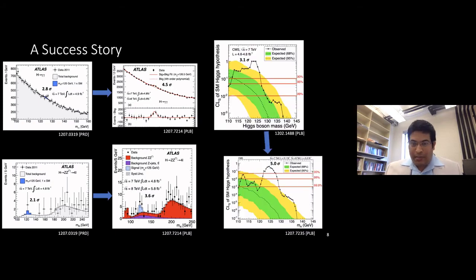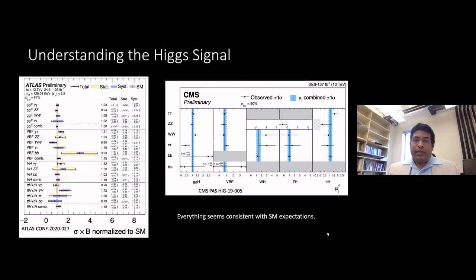This is just the same result from the CMS. So what we learned from this story: once we see the signal, one has to understand all the features of the signal, and people have done that with the Higgs. Now this has been beaten to death. People have looked at all the different possible channels, and here is the summary from ATLAS, and here is the summary from the CMS.